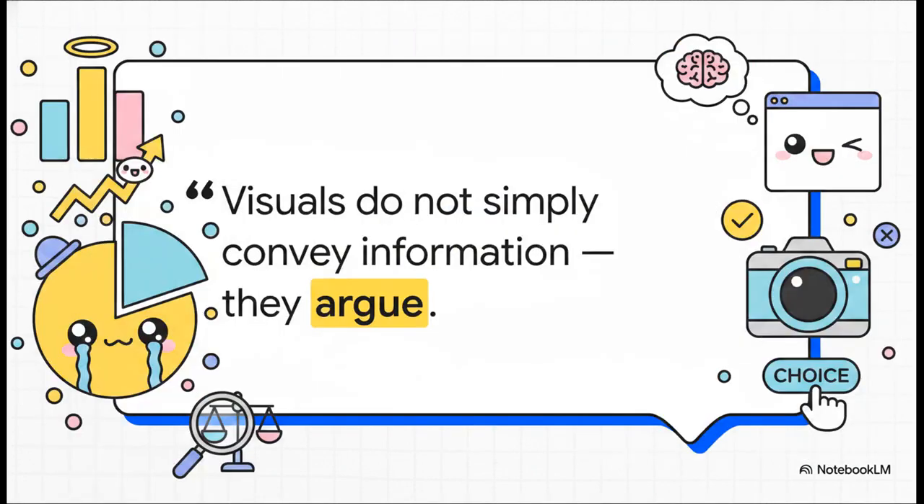Okay, so here's the absolute core of it all. Every single visual you see is making an argument. It's not just some neutral, clean window looking out onto the data. Nope, it's a carefully constructed representation. The person who made it made choices: what to show you, what not to show you, and how to frame it. And that, right there, is where the ethics come crashing in.